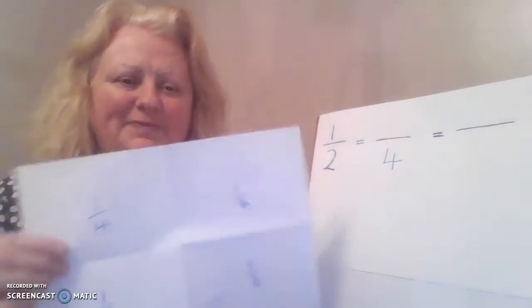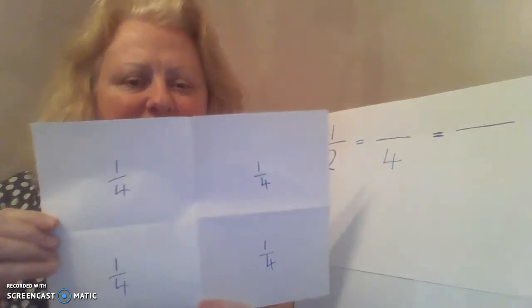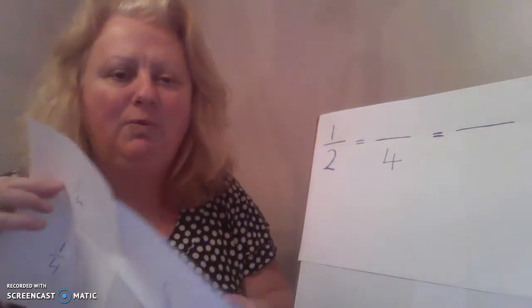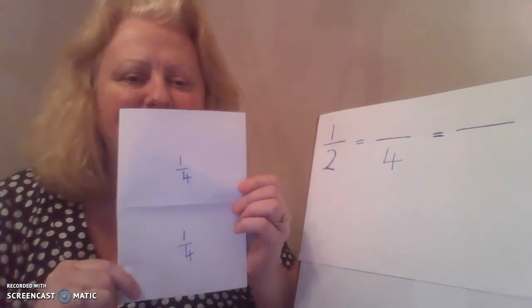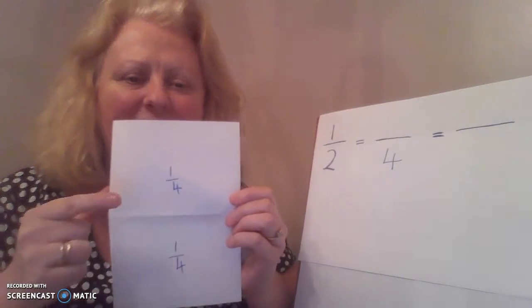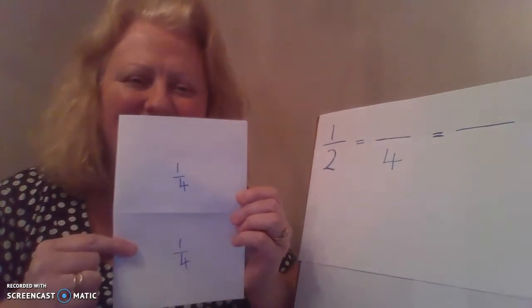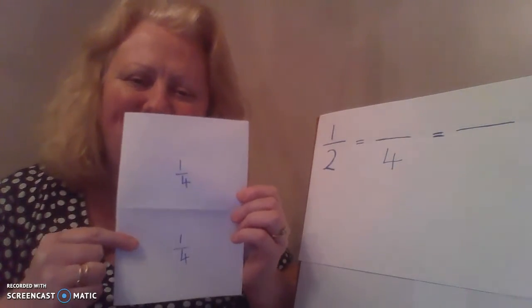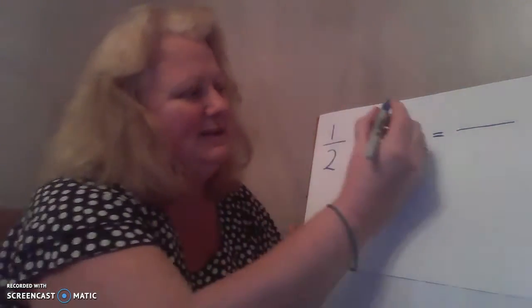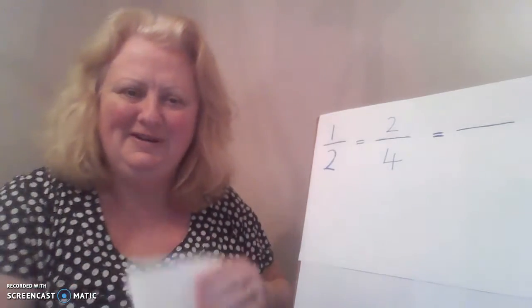But I want to know, there are 4 quarters in a whole one, but I want to know what the equivalent of 1/2 is. So I'm going to fold my piece of paper in half again, and I can now see that there are 2 quarters in 1/2. So 2 quarters is equivalent to a half. So I can now write this up here as 2 quarters is equivalent to a half.